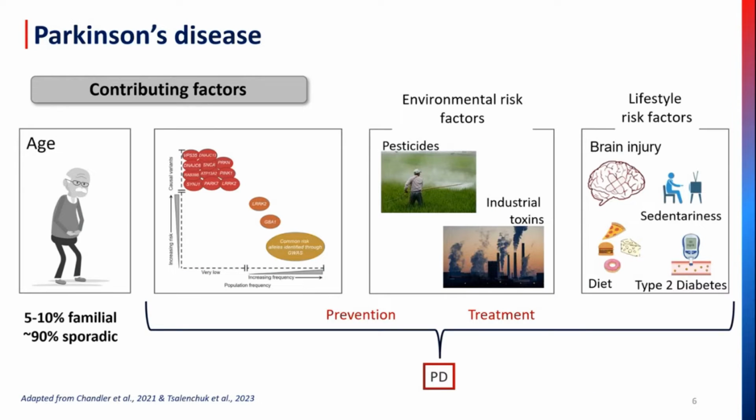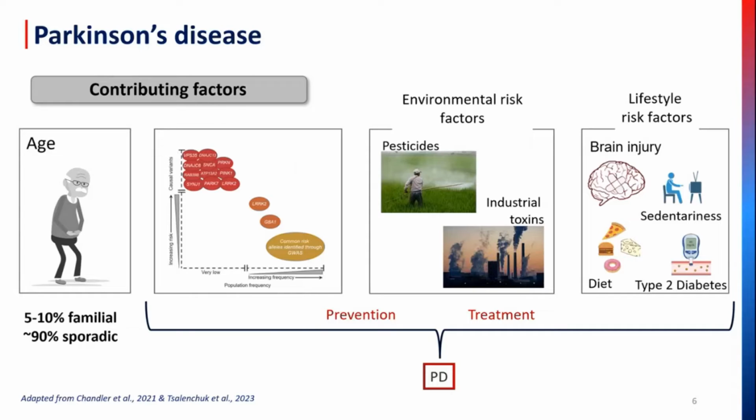And Parkinson's disease is a multifactorial disease, which means that there are different factors that contribute to the development of the disease. And only 5 to 10% of the cases have a clear genetic cause. There are several genes that drive the manifestation of the disease or that can increase the risk. However, 90% of the cases appear sporadically.